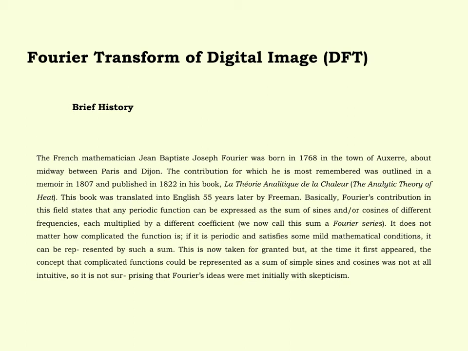Brief History. The French mathematician Jean-Baptiste Joseph Fourier was born in 1768 in the town of Auxerre, about midway between Paris and Dijon. The contribution for which he is most remembered was outlined in a memoir in 1807 and published in 1822 in his book The Analytic Theory of Heat. This book was translated into English 55 years later by Freeman.